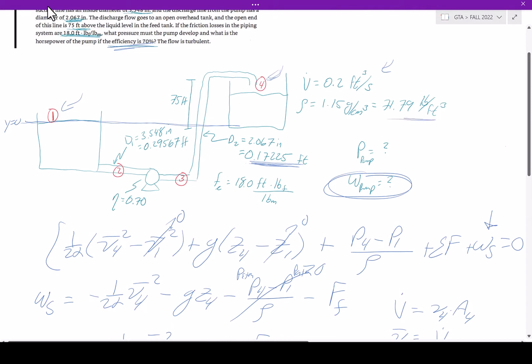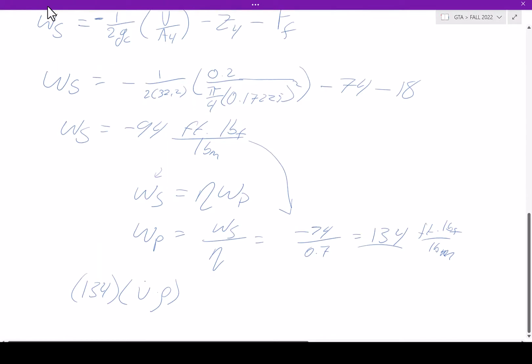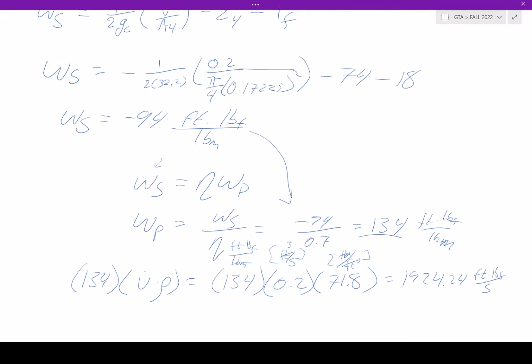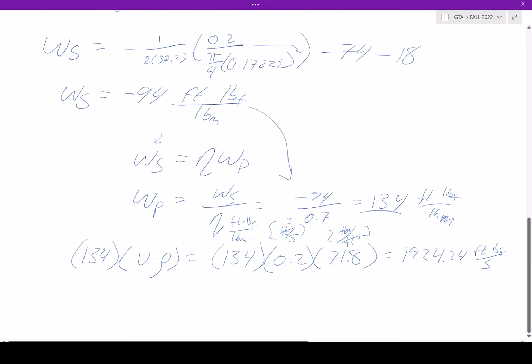And this was just a simple Google. I just went from grams per centimeter cubed to pound per feet cubed, and it gave you this answer. So we're going to do that. So it's 71.8. So when you multiply these out, you end up getting a value of 1924.24. And the units of these is going to be feet pound force per second. So that's actually an energy term, or an energy per second.